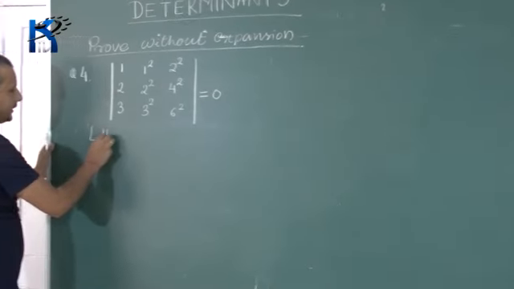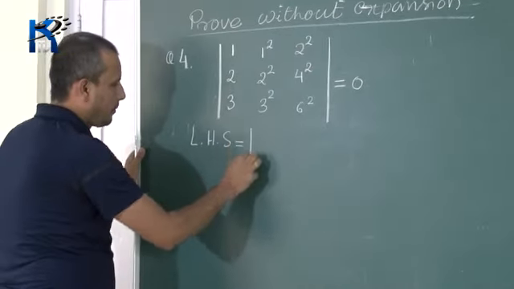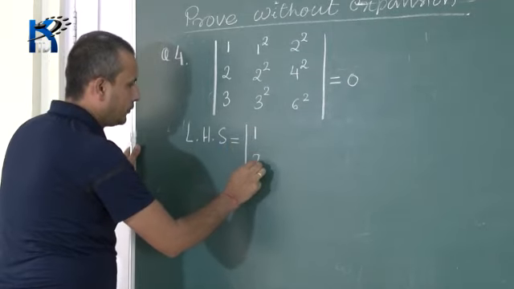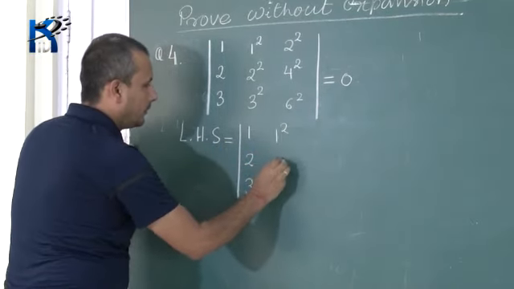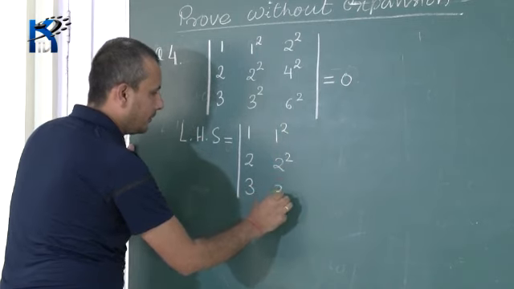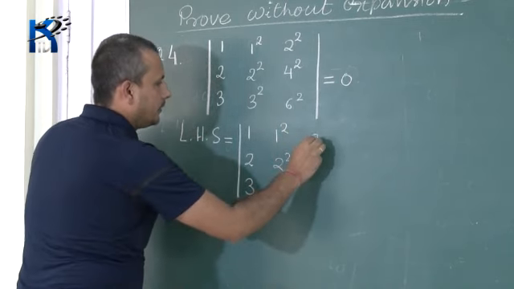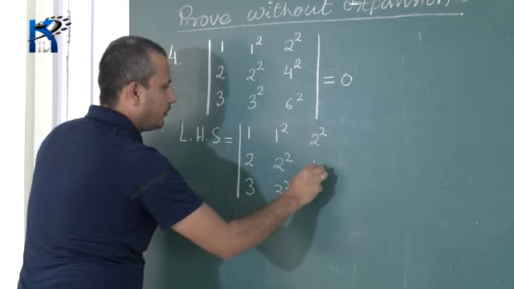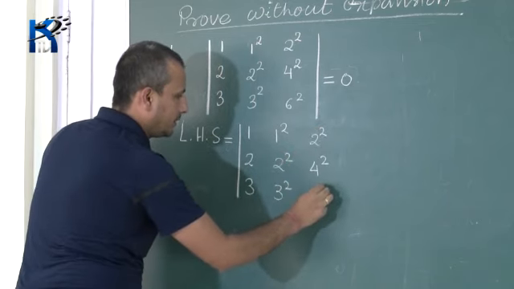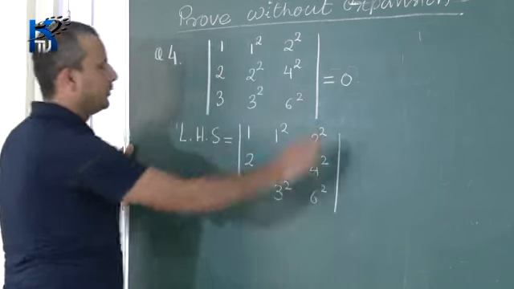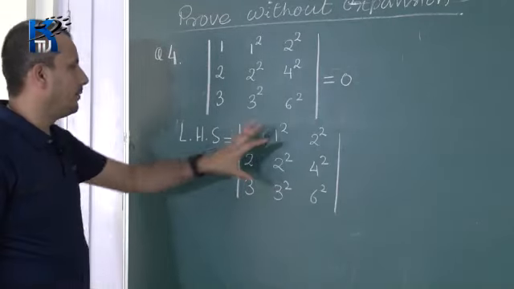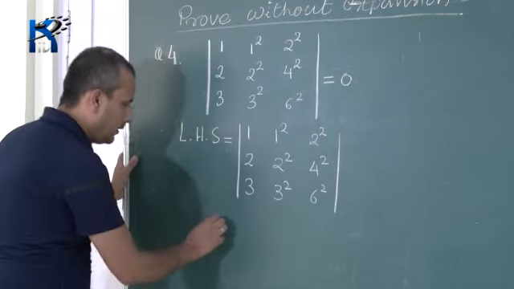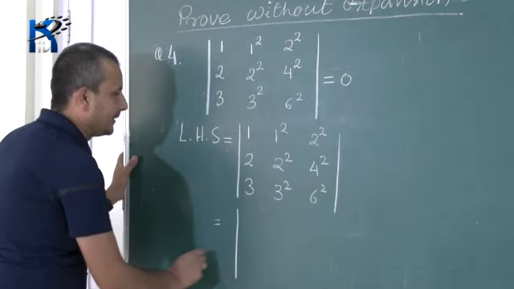For this question, I'll take the left hand side: the determinant with rows 1, 2, 3; 1 square, 2 square, 3 square; 2 square, 4 square, 6 square. This is equal to 0, which you have to prove. First of all, you have to simplify the given elements. Then I'll try to make identical.